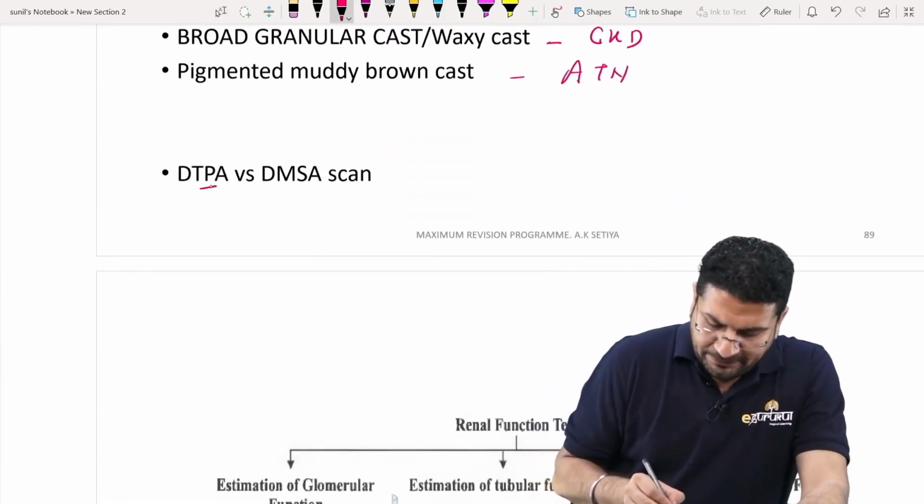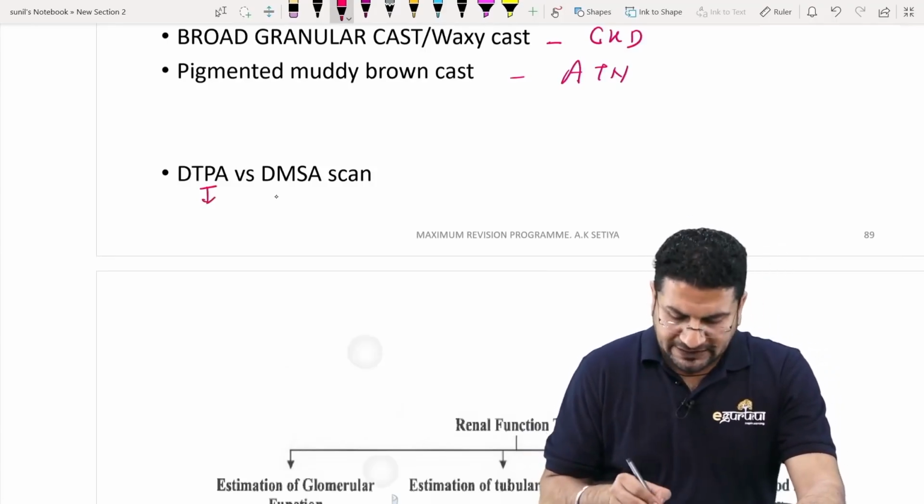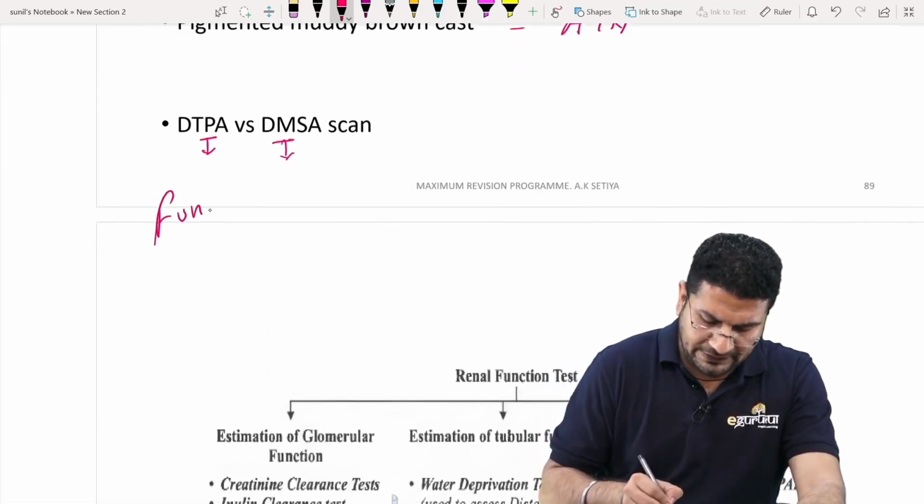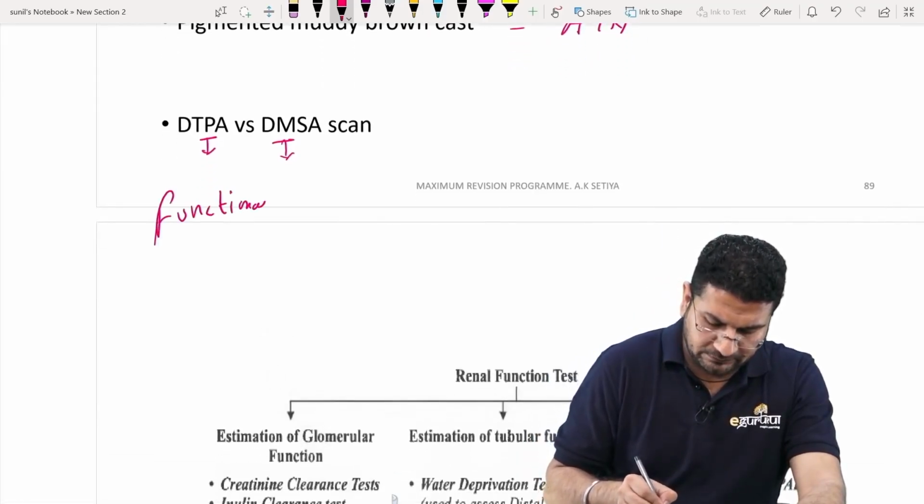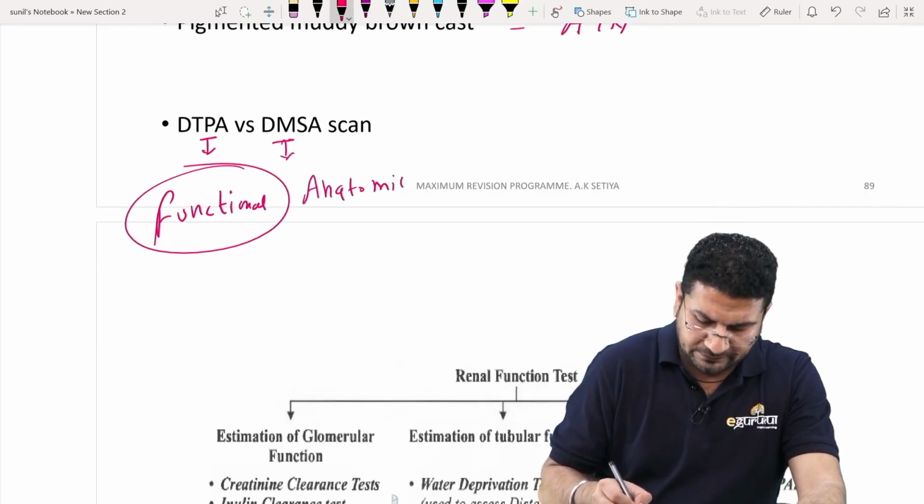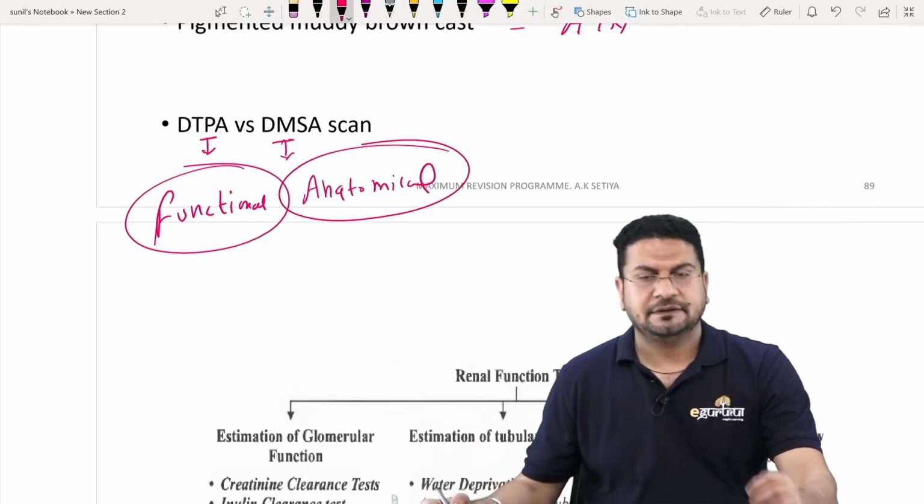Okay, DTPA for perfusion, DMSA for morphology. So understand this, perfusion means any functional defect, we use DTPA scan. Morphology means any anatomical defect, we use DMSA scan.